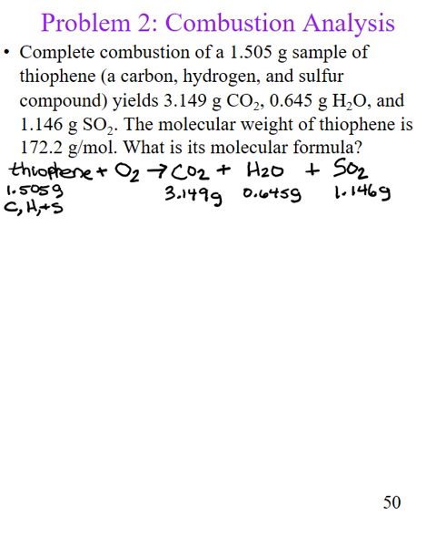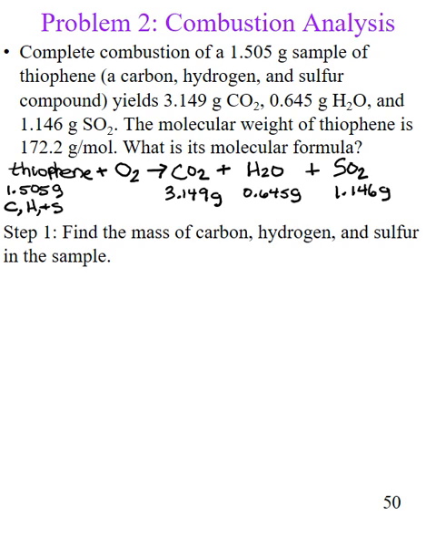What is the molecular formula? So we have to figure out how many carbons, how many hydrogens, and how many sulfurs there are in thiophene. What is the first thing you should do? Find the mass of carbon, hydrogen, and sulfur in the sample. Okay, so for carbon, what sample gives you carbon? The carbon dioxide. But this is of carbon dioxide. You want to figure out the mass of just carbon. So you're going to do some unit conversions to do that.